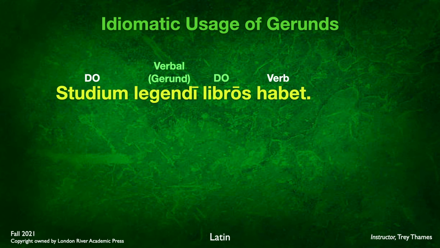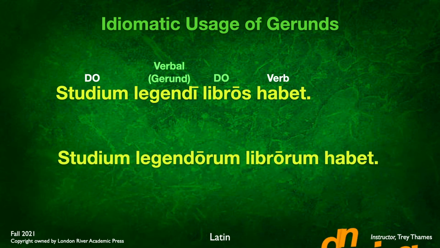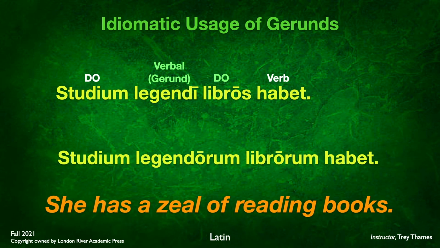And now the adjective legendi in the genitive has to become legendorum to take on the same form, in the Greek, I should say, case, number, gender, with libros. So here's what that looks like. Studium legendorum. It's become genitive plural because libros is plural, and libros shifted into the genitive case with the orum ending here, genitive plural, and so legendi had to take on the plural ending of orum as well. So studium, legendorum, librorum, habet, and both of these sentences are translated the exact same way. Let me drop that in there real quick.